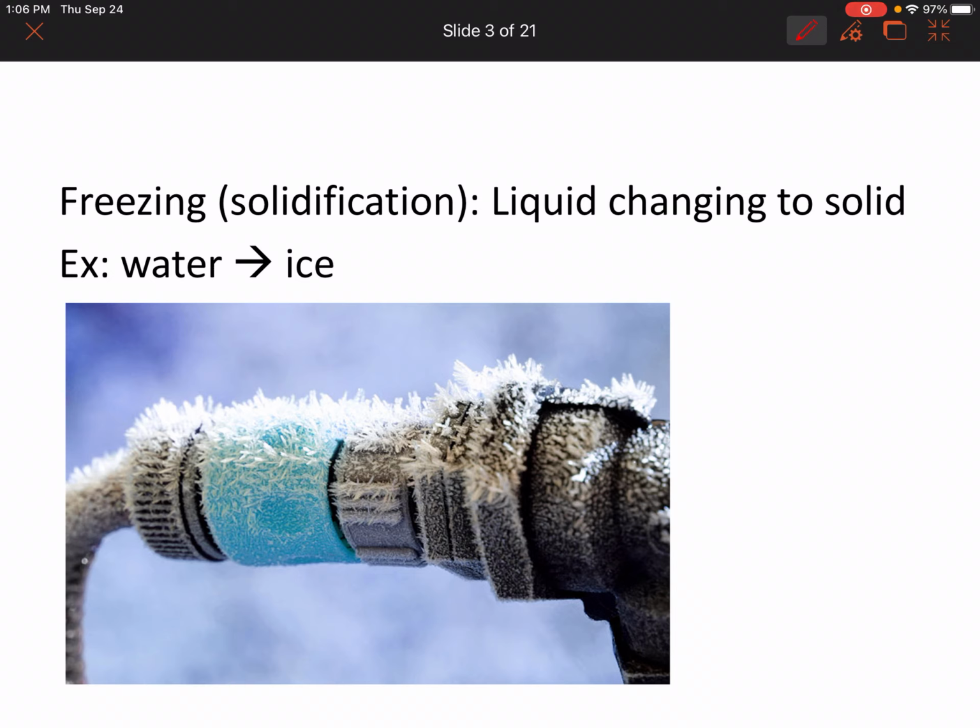Now, if something's freezing, this is the opposite, so solidification. This is when we have a liquid changing into a solid, for example, water going into ice. So is that endothermic or exothermic? Sometimes these are a little harder for people to think about. But if water wants to phase change into ice, it's going to have to get rid of energy. It's going to have to get rid of heat, because remember, heat and energy, those two words, you can trade them for each other in science, right? So this one's going to be exothermic.